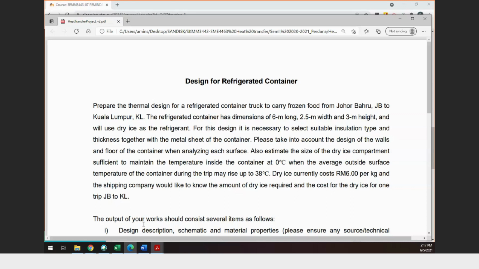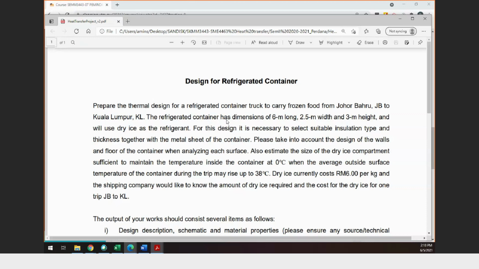So this is a design project. Well, not to design some complex thing, not to design some Unix system, but just a simple refrigerated container. So basically, in order to design this system or this container, you need to have some knowledge of heat transfer, because you have to meet the conditions required by the problem or by the situation.